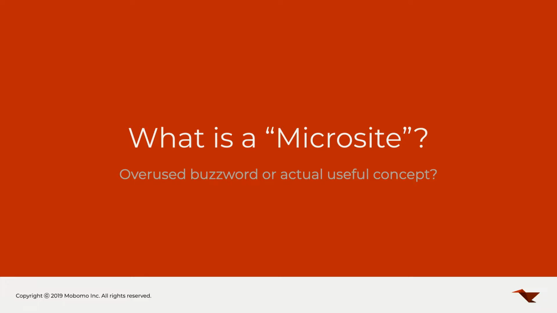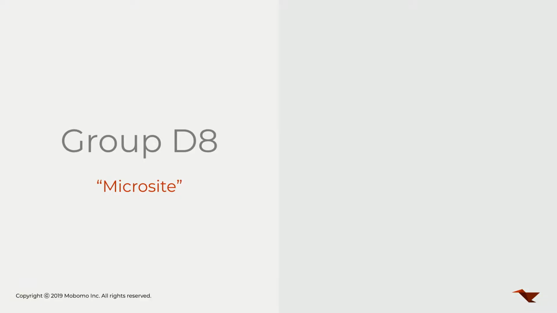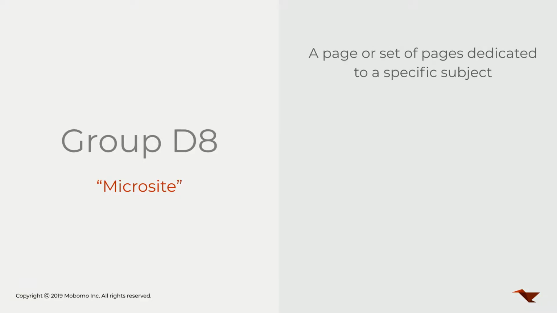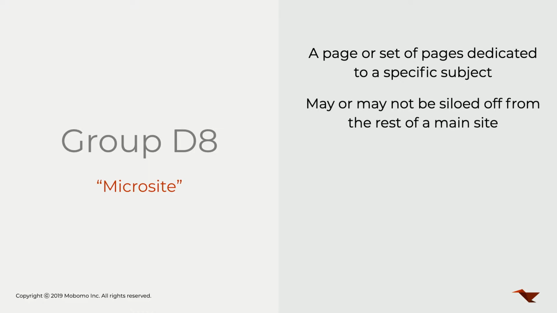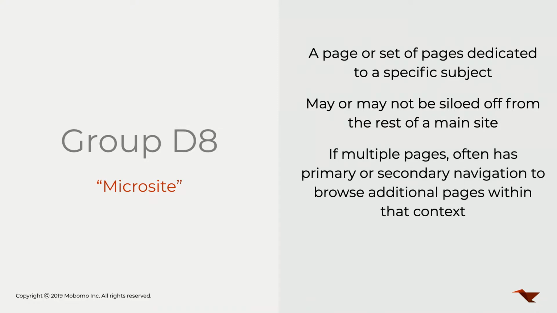But so what is a microsite? Is it just an overused buzzword, or is it actually really a thing? The way I think of it, it's a page or even a set of pages dedicated to a specific subject. It may or may not be separated off from the rest of the website. You'll see much clearer examples in a second. Also, it'll typically have some sort of navigation that keeps you in the context of that microsite. I had a quick example here of USGS stuff that we've built.